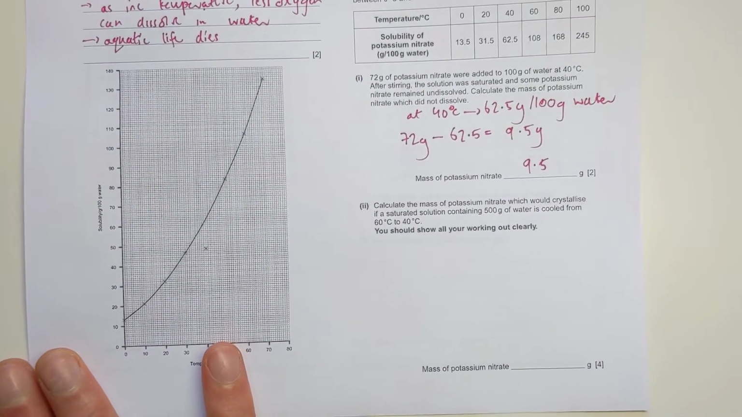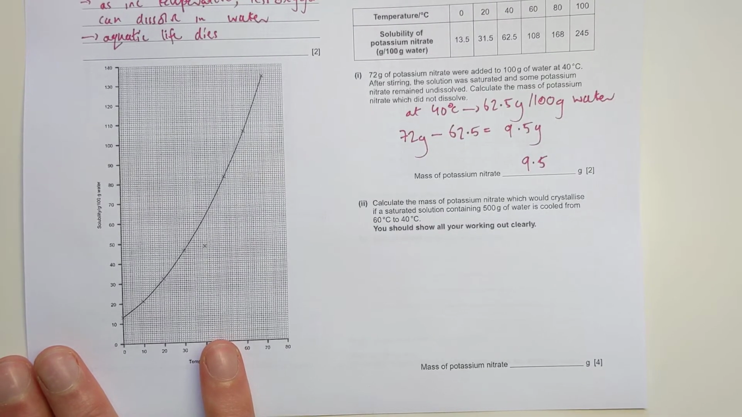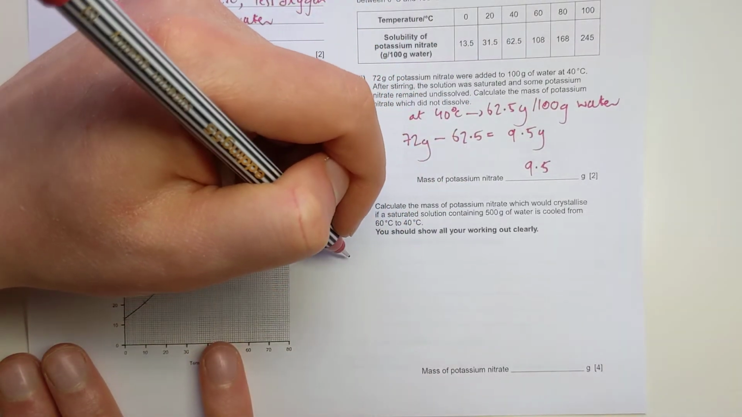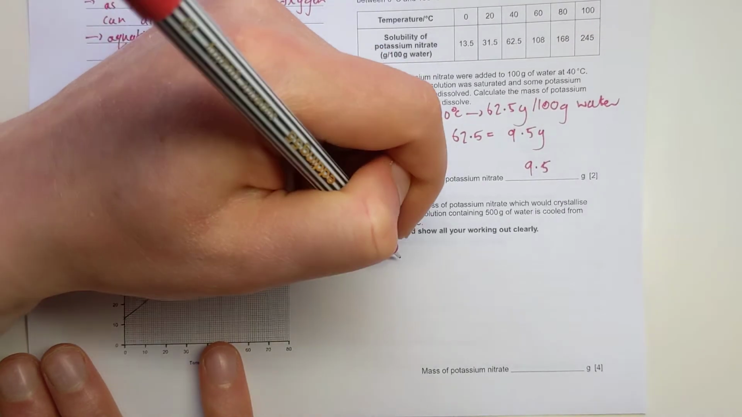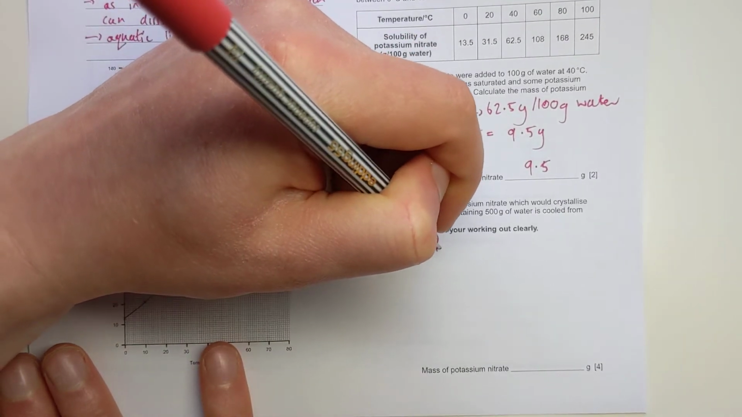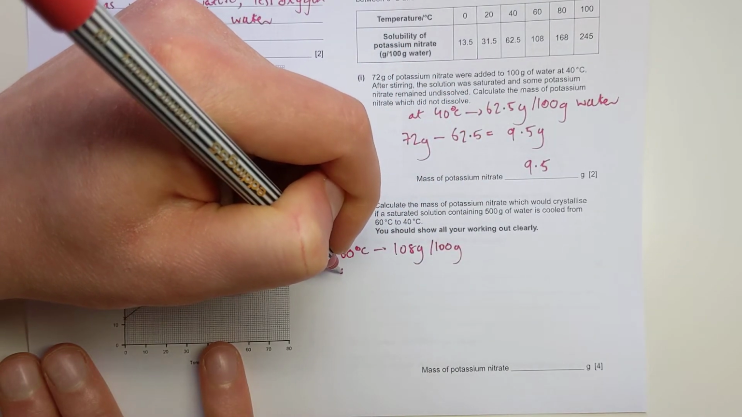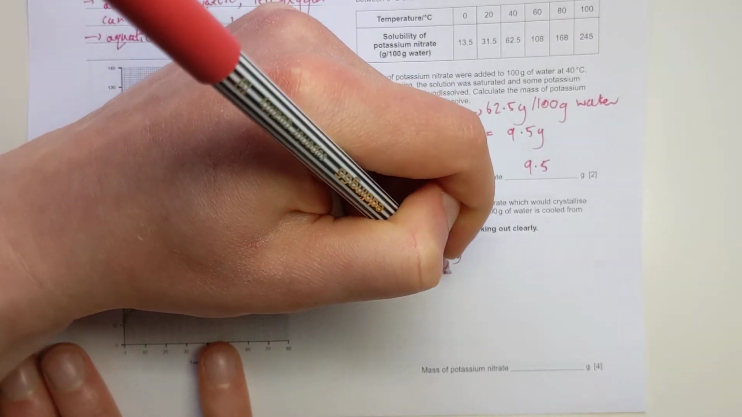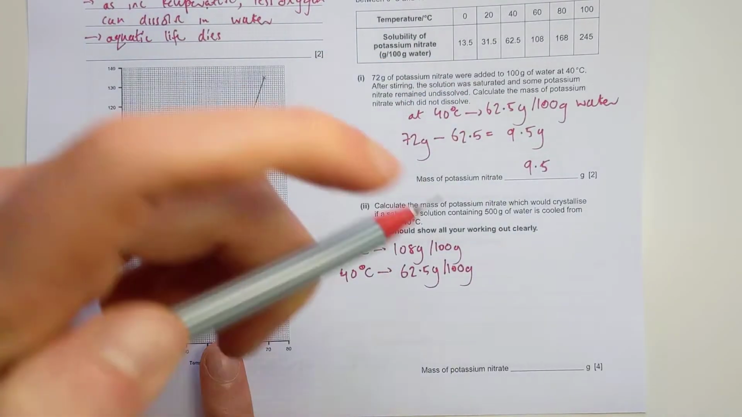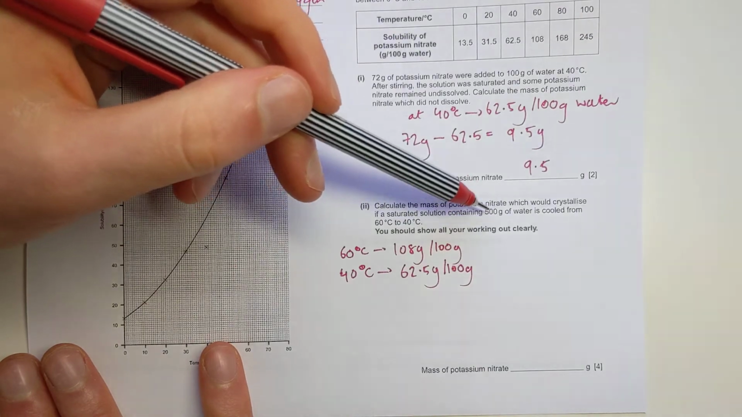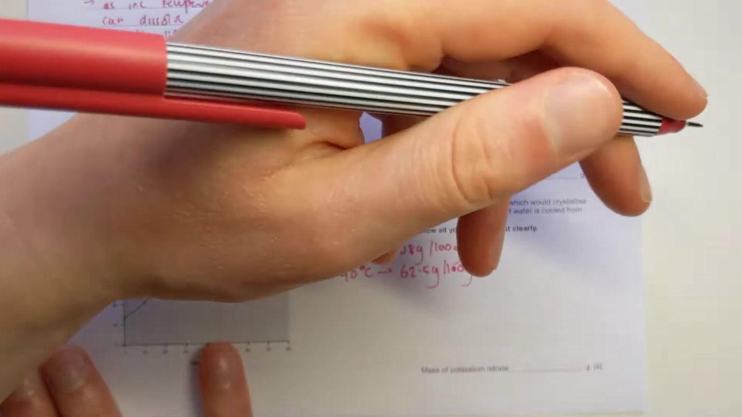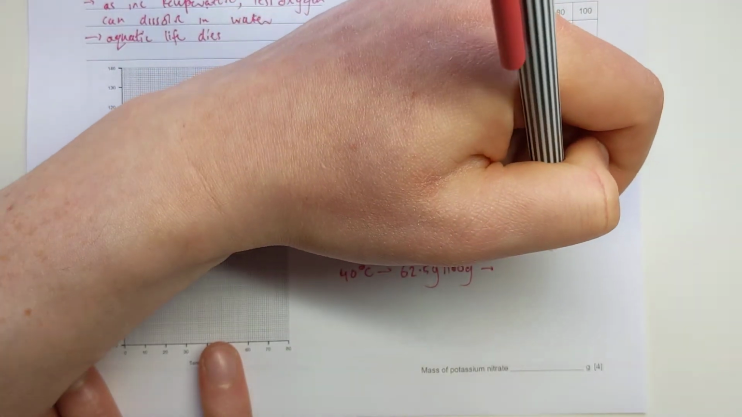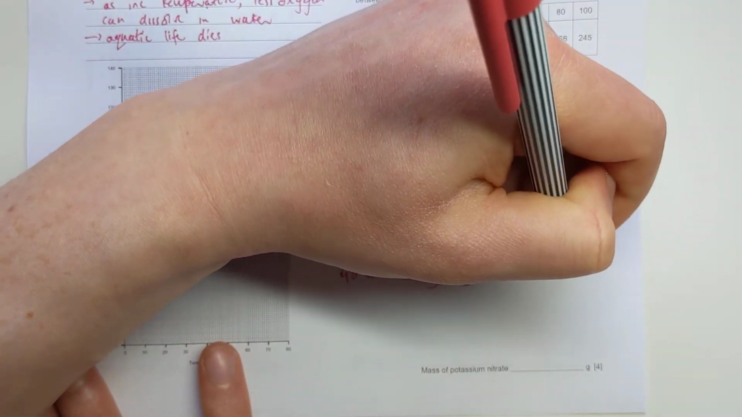Part 2, calculate the mass of potassium nitrate which would crystallise if a saturated solution containing 500 grams of water is cooled from 60 to 40. So, need to look for my two solubility values. So 60 degrees C, my solubility is 108 grams per 100 grams. And at 40 degrees C, as we saw before, it's 62.5 grams per 100 grams. So we need to convert it so I have 500 grams of water. I can do that now or after take the difference, but I'm just going to do it now. So if I make it out of 500 grams of water, I need to times everything by 5.